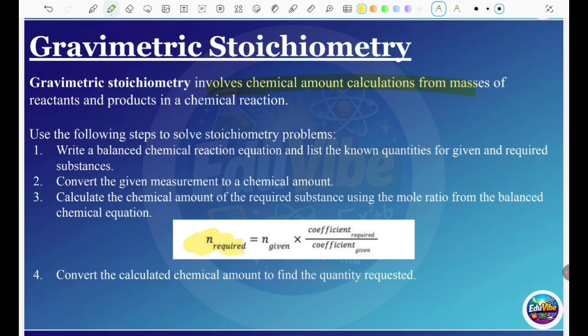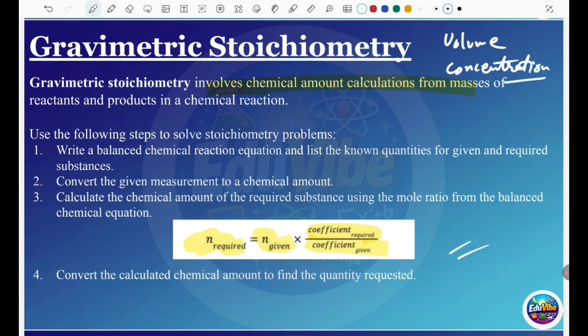Here you can see n required is equal to n given multiplied by the coefficient required over the coefficient given. The formula stays the same. We did it with the volume, we did it with the concentration, and we did all things with that same formula. So these are the reactants and products in the chemical reaction.